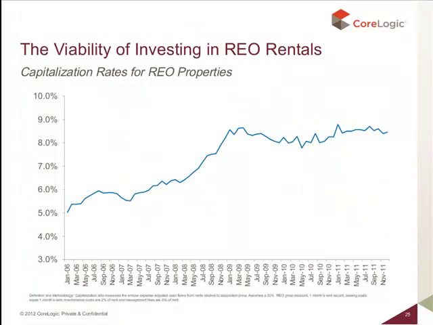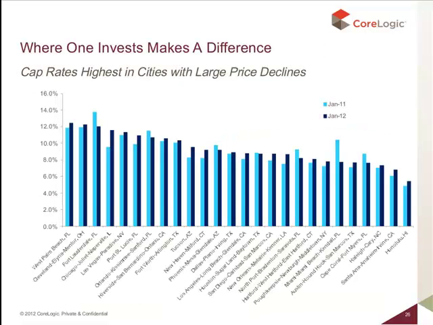So the viability of investing in REO rentals is usually measured through a capitalization rate. That is, how much would be the return if you buy an REO asset and you rent it out at prevailing rental prices. The overall average is 8%. You can see there's a great amount of variation. We studied 26 different markets in this analysis, and we found that some markets had rental cap rates as high as 12 or 13 or 14%. There were other markets that were much less lucrative, down at 4, 5, and 6%. The overall average is 8.